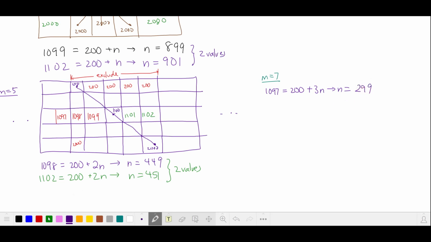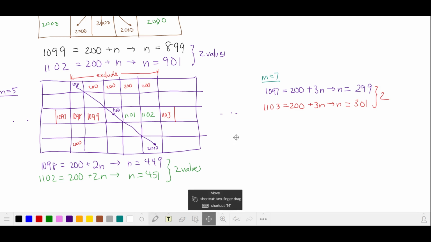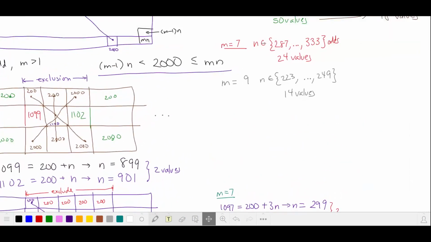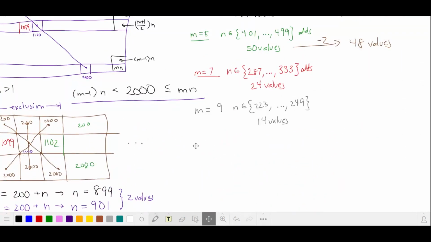And then likewise, if we continue to the right, this one is 1103. We do not want 1103 to be equal to 200 plus 3n. That gives us a value of n is equal to 301. Again, two consecutive odd values of n, so we can exclude that. Let's see, 299 and 301, that's in our interval here. So let's subtract 2, that's 22 values.